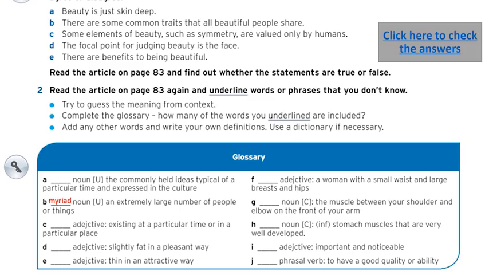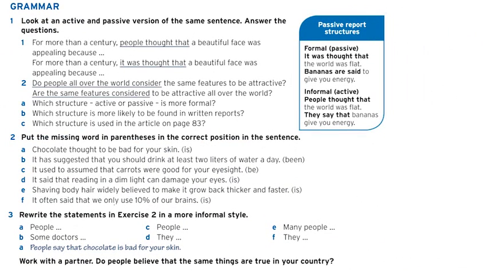So let's move on to the next page. This is where we start with the good stuff, the grammar section. Okay, for this we're going to first do exercise number 1. It says, look at an active and passive version of the same sentence. Guys, we already saw the passive voice. Now we're going to see the passive report structures.